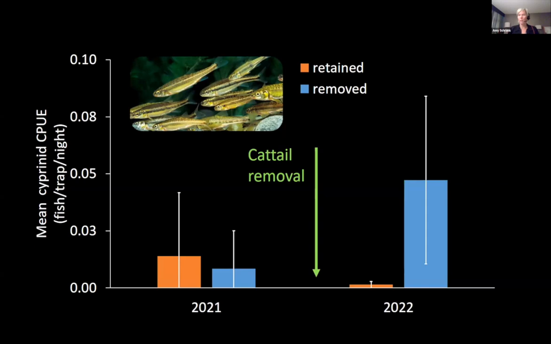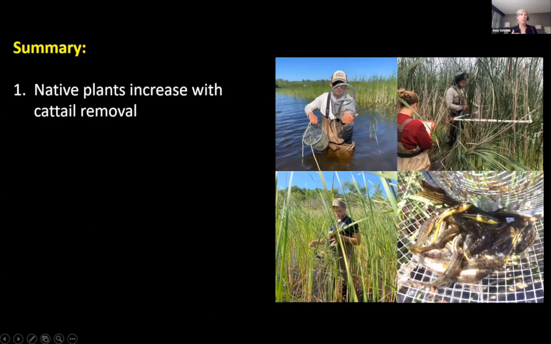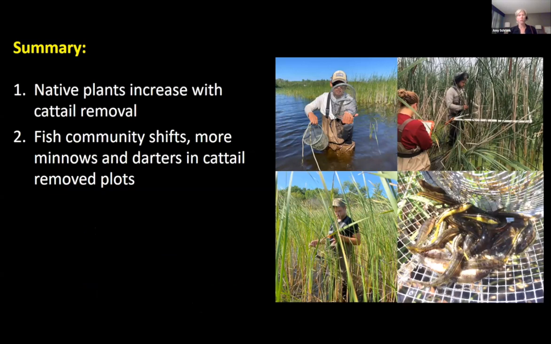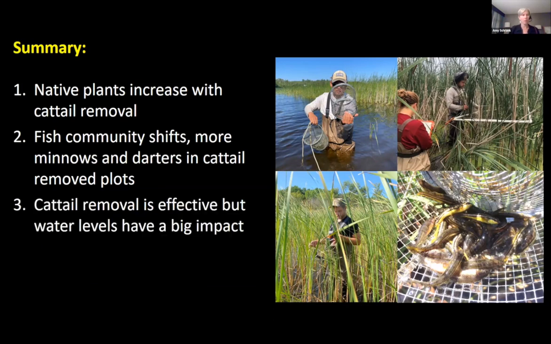What did we find? We definitely saw that native plants increase when we remove cattails. We see that the fish community shifts. We see more minnows and darters in cattail removed plots, and we'll hopefully be collecting some more data to see what this looks like, not just the first summer after cattail removal, but after more summers after cattail removal. We saw that cattail removal does seem to be effective in restoring these ecosystems, but water levels have a really big impact.